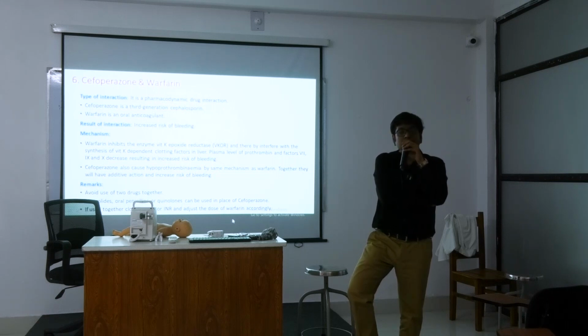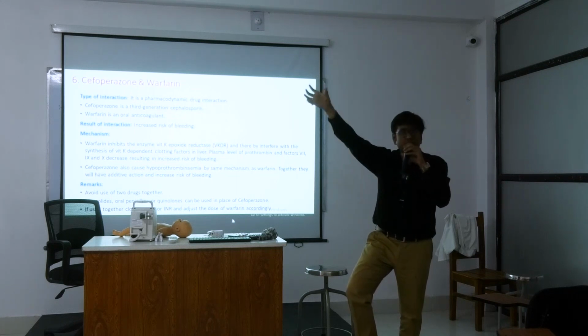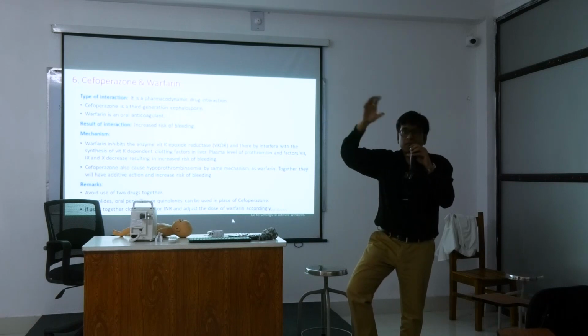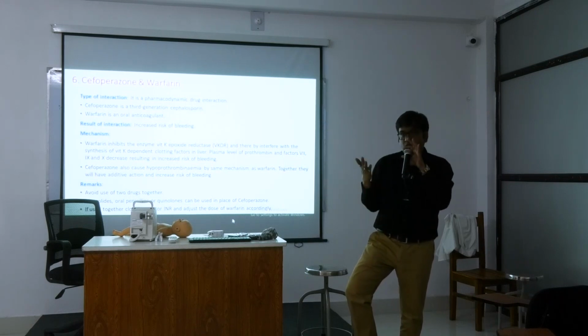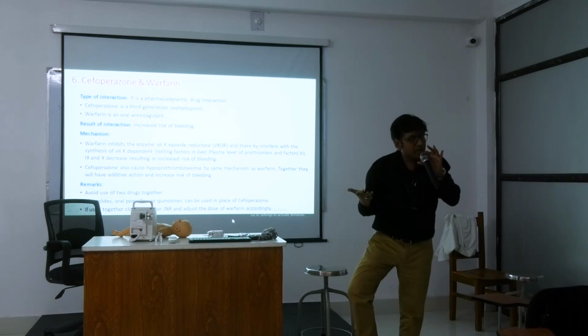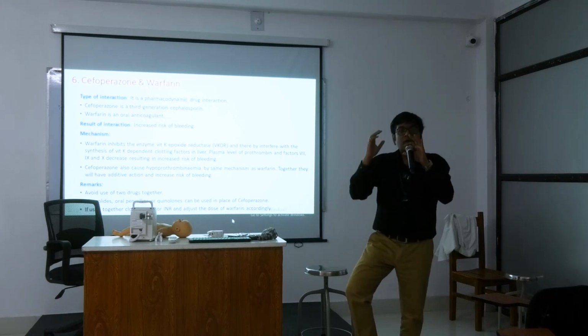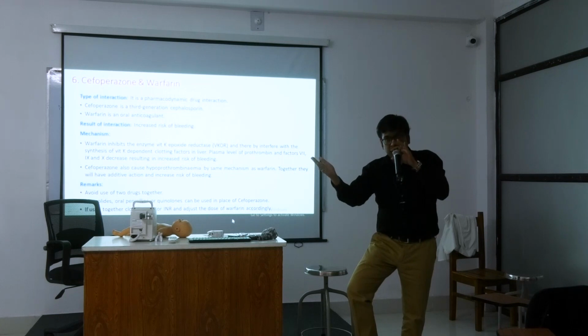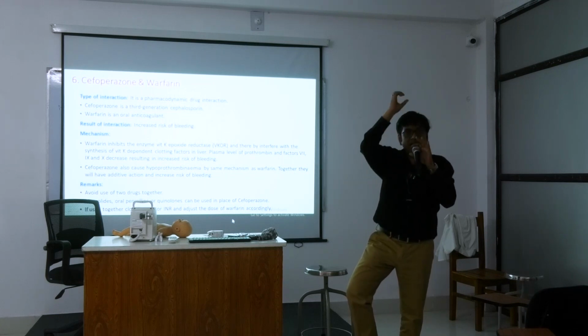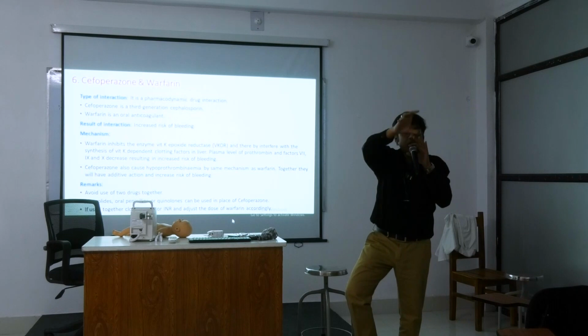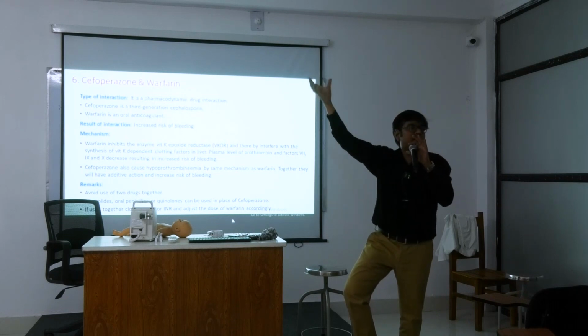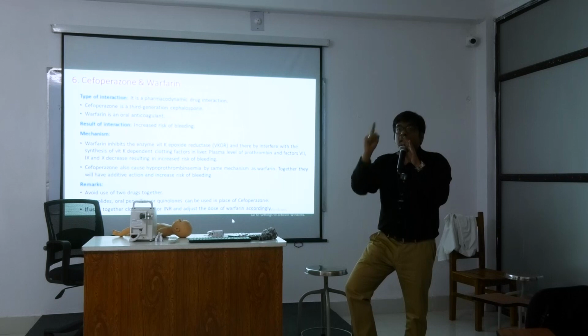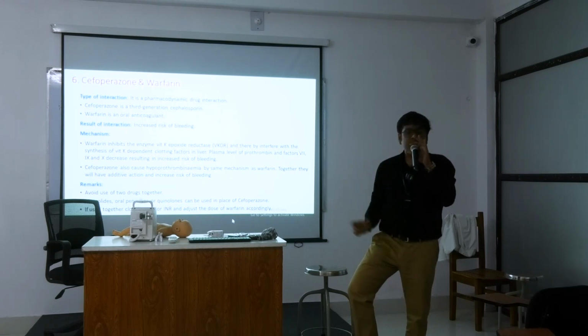Warfarin inhibits activation of vitamin K. Vitamin K helps in activation of these clotting factors. But that vitamin K itself has to be in activated form. Vitamin K can also be in an inactivated form. So vitamin K in inactivated form becomes activated, and that activated vitamin K helps in activation of 2, 7, 9, 10 clotting factors. Warfarin inhibits the formation of the active form of vitamin K.